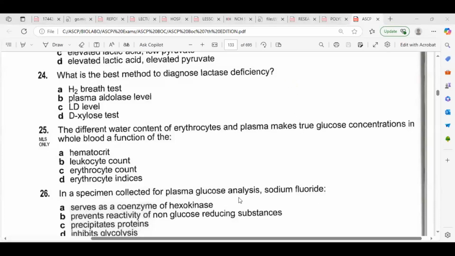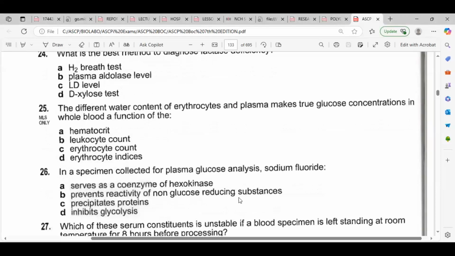Okay, let's go. I hope biochemists are fine with the carbohydrates, and of course, you need to also try to read.